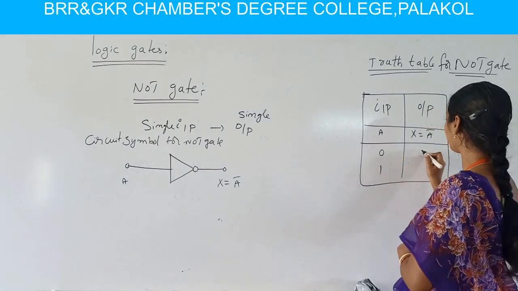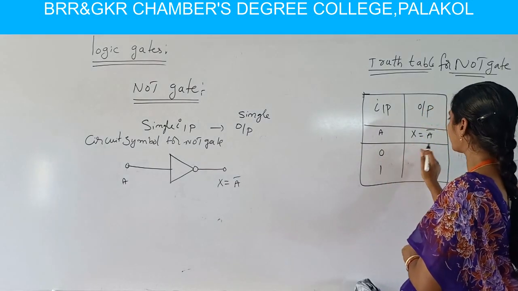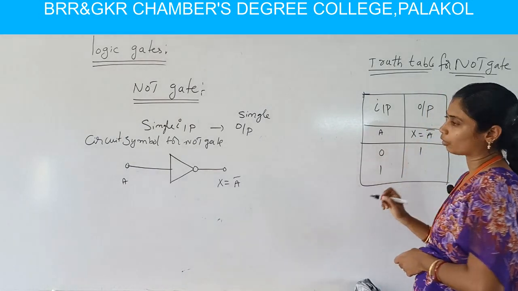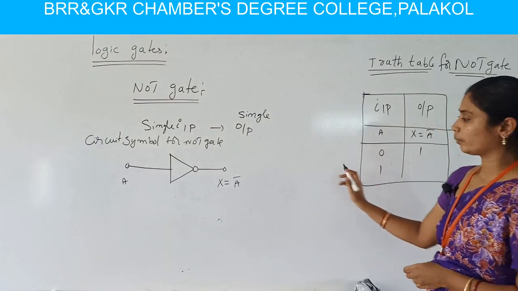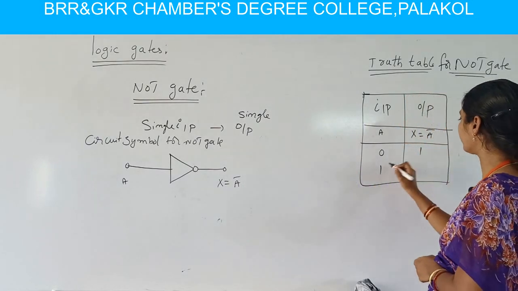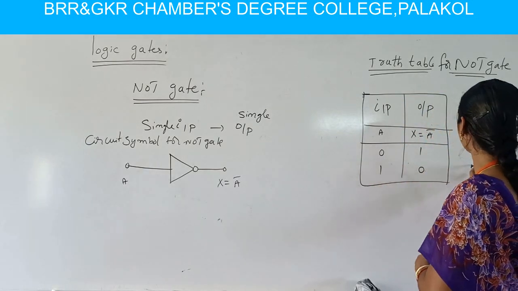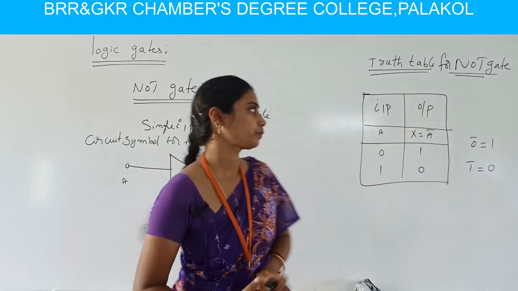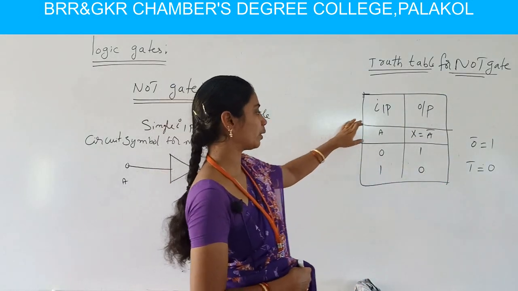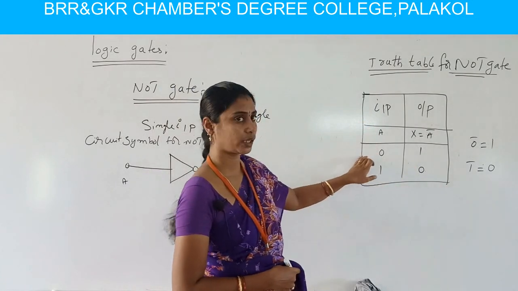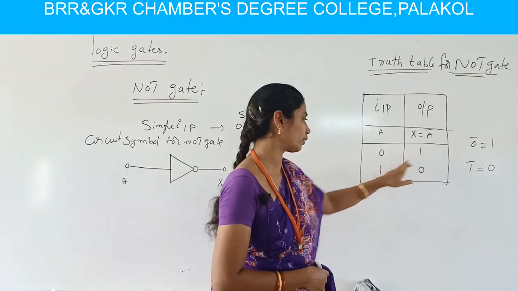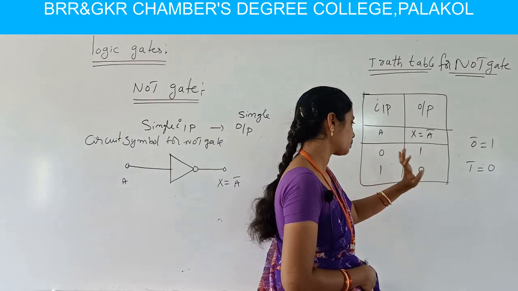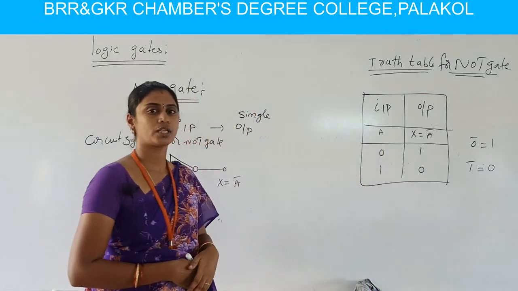The numbers are binary numbers 0 and 1. For A equal to 0, X is equal to 0 bar, and 0 bar means 1. So in the NOT gate the variable is followed by a bar, which is inversion, giving 1. For A equal to 1, 1 bar gives 0. This is the truth table for the NOT gate: A is 0, output X equals A bar, which is 1, and for A equal to 1, X equals 1 bar, which means 0.